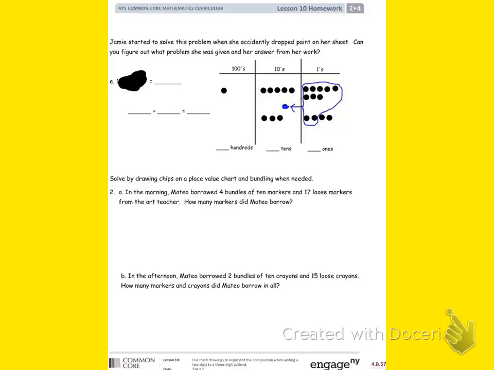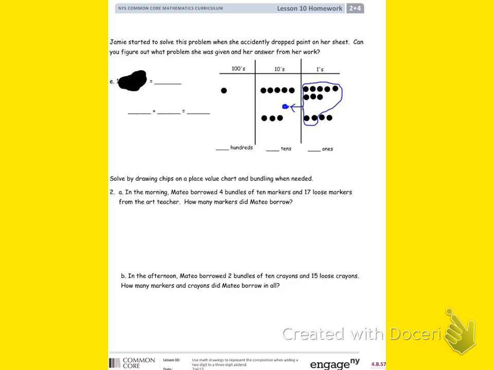Module 4, Lesson 10's objective is to use math drawings to represent the composition when adding a 2-digit to a 3-digit addend. On this paper, it says, Jamie started to solve this problem when she accidentally dropped paint on her sheet. Can you figure out what problem she was given and her answer from her work?